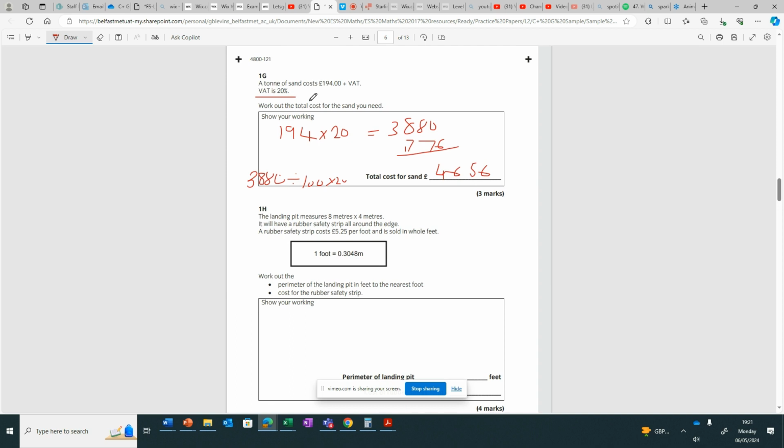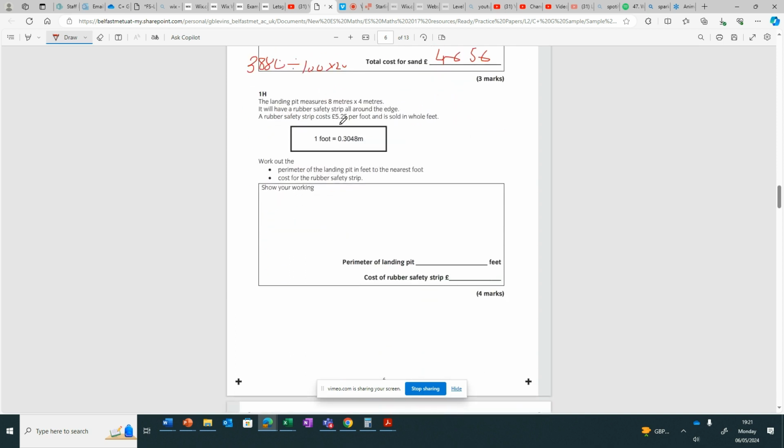Here we have some metric to imperial measures. Again, you get this in your revision book. We have done some work on it in class. We have a landing pit. It measures 8 meters by 4 meters. I have a rubber safety strip around it, so we're putting a strip around it, so I'm thinking the perimeter already. It gives me the cost. It's sold in whole feet. We've got a feet to meters conversion. It wants me to work out the perimeter of the landing pit in feet to the nearest foot.